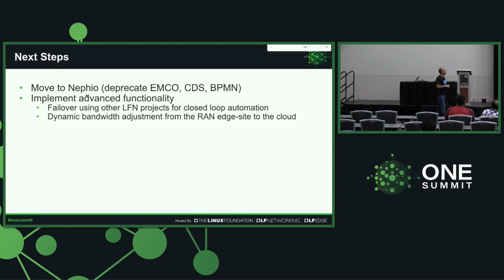So next step, I'll skip the first bullet. I've repeated it many times. We also want to add advanced functionality. What we showed is already advanced. I mean, this is at the cutting edge of orchestration and SMO functionality. But we want to make it even richer. So things like failover. If a particular node fails, then the RU can fail over to another DU CU. So we want to show that. We also want to show dynamic bandwidth adjustment.